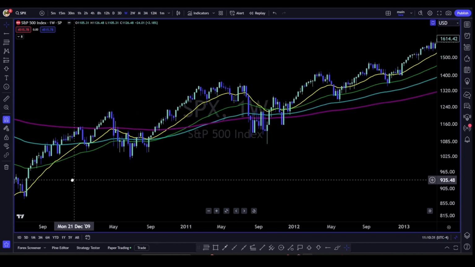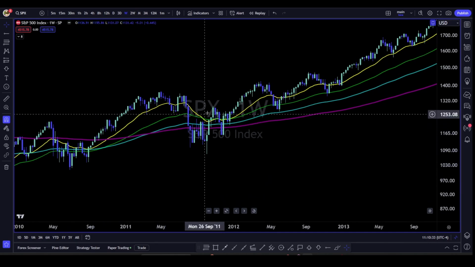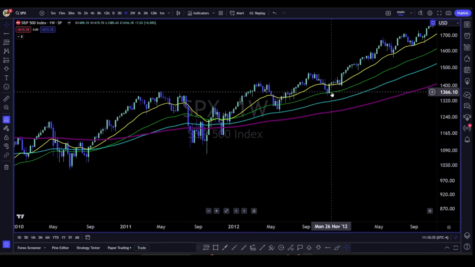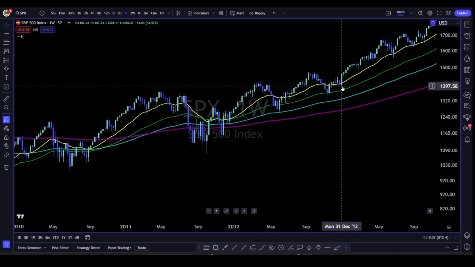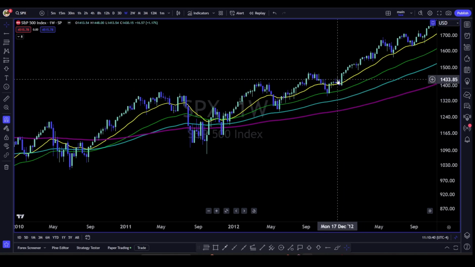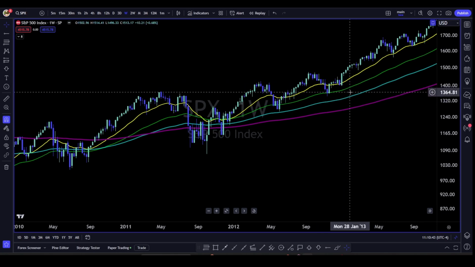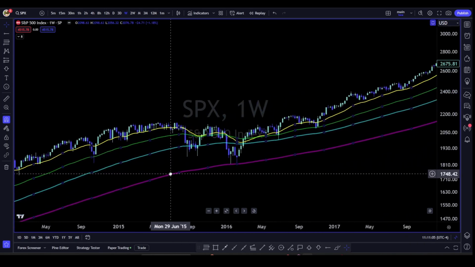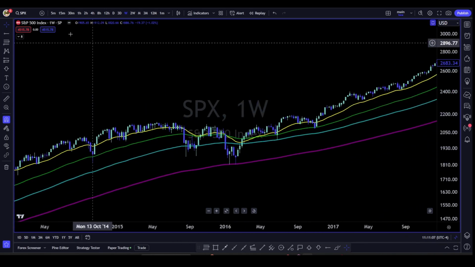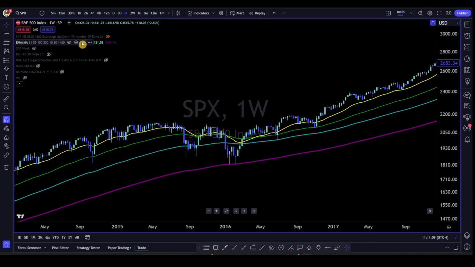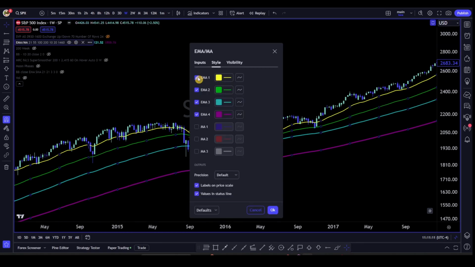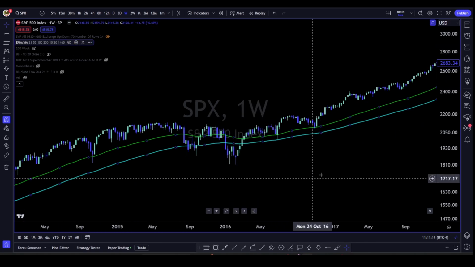When do you exit? Well, in this point, you can exit when the 50 crosses the 100. Or if you want to exit quicker, you can exit when the yellow line crosses the 100. Where do we lose the 100 with the 50? So for this exercise, let's go ahead and turn off the 21 and 200. This is what we want to see.